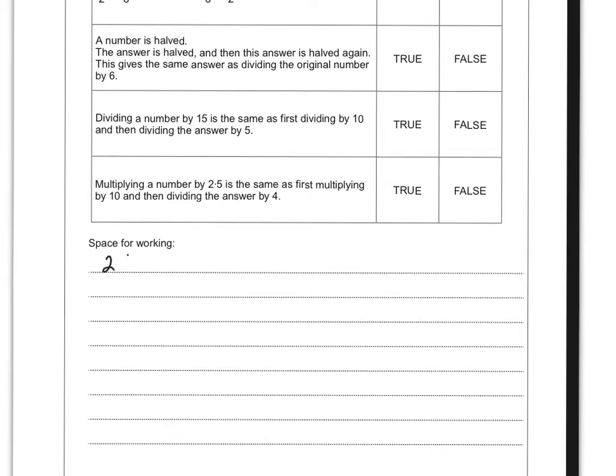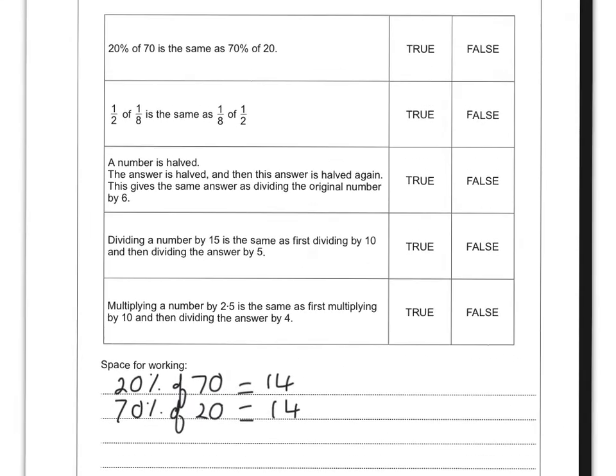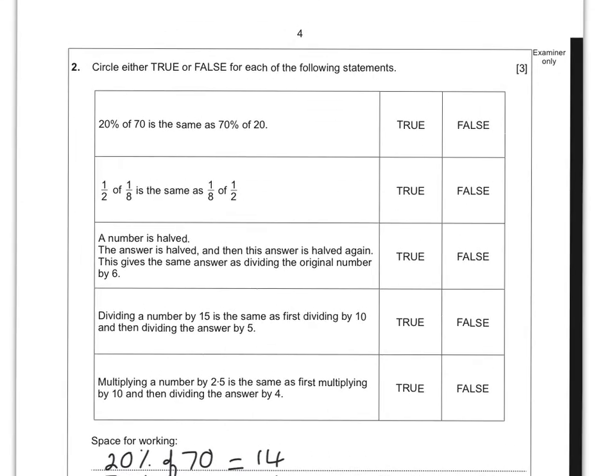So 20% of 70 is the same as 70% of 20. If we've got 20% of 70, well, 10% of 70 is going to be 7, times that by 2 is going to be 14. Then we've got 70% of 20. So 10% of 20 is going to be 2. 2 times 7 is going to be 14. Therefore, we are now happy that 20% of 70 is the same as 70% of 20. So rather than just guessing, I've done a simple bit of maths to allow me to get that as true.